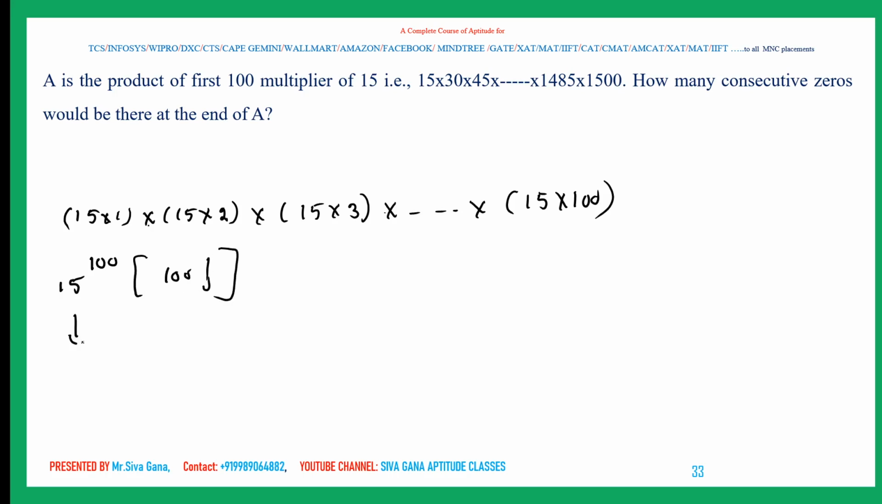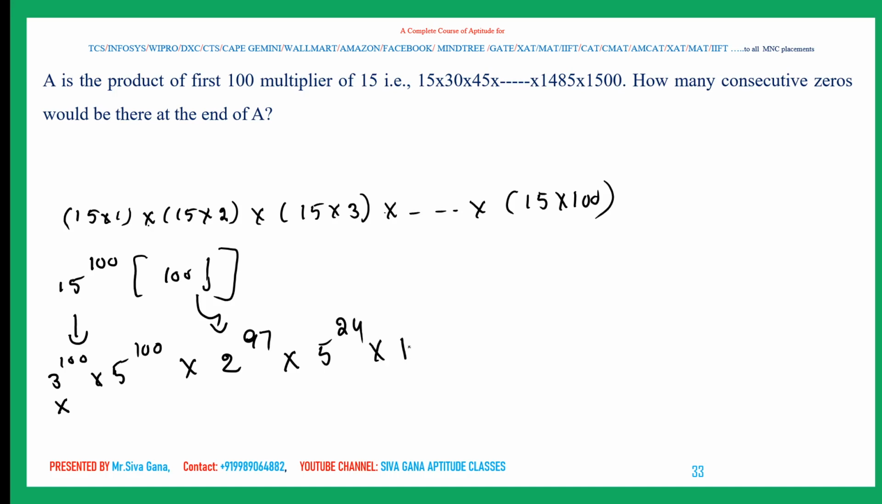Okay, so this is 3 power 100 into 5 power 100. We don't want 3 power 100. There is no use of 3 power for the trailing zeros. We concentrate only on 5 power 100, that is 100 factorial. The maximum power of 2 is 97. The maximum power of 5 is 24.